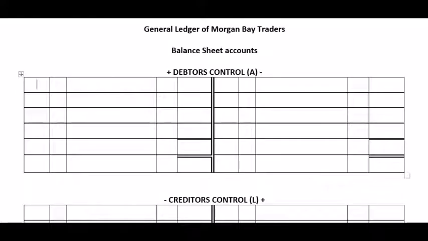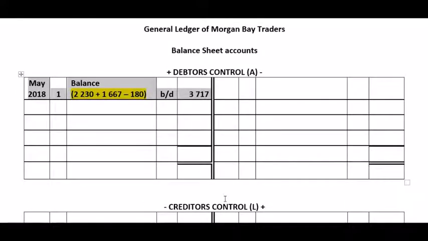Let's look at it. The opening balance of the debtors control account, I calculated as the opening balance of T. Naidu plus the opening balance of M. de Villiers minus the opening balance of P. Darwin. The reason why I subtracted P. Darwin is because it was a credit balance when the month started, which gives me a total opening balance of 3,717.